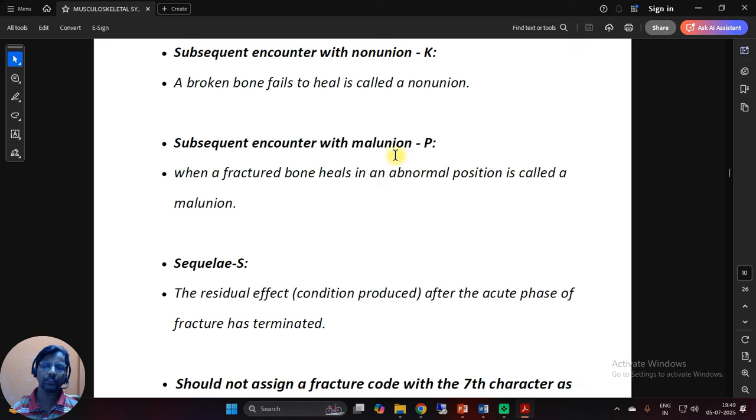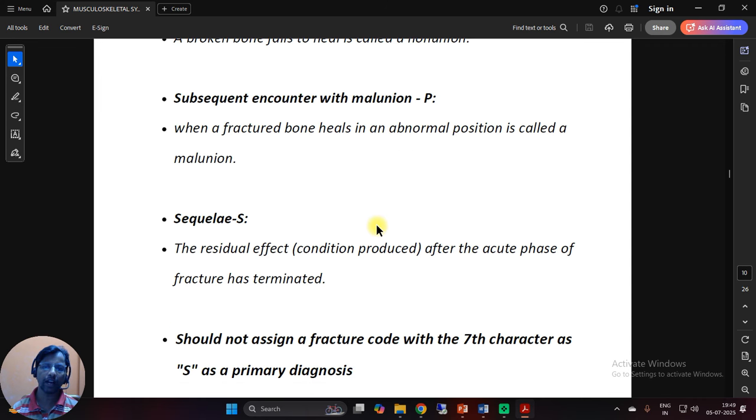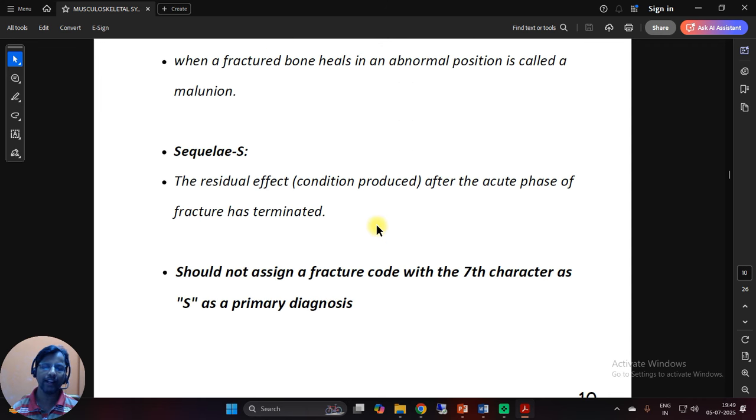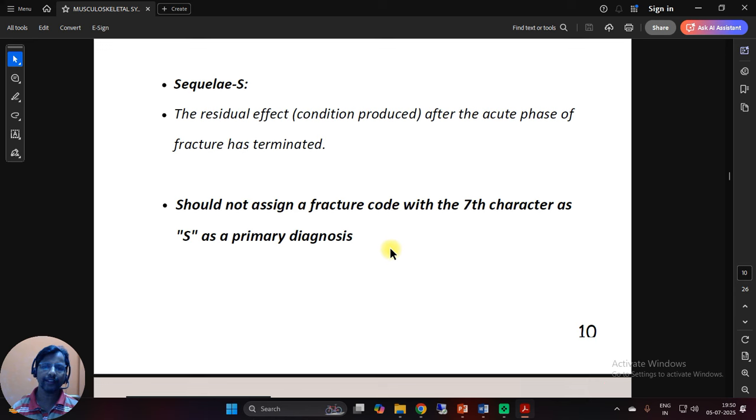Next one is subsequent encounter with malunion, P. When a fractured bone heals in an abnormal position, it is called a malunion. Here union occurs, or the bone heals, but in an abnormal position. You will call it malunion. Next one is the sequela: the residual effect after the acute phase of the fracture has terminated. At that time we will use sequela, seventh character S. You should not assign a fracture code with the seventh character S as a primary diagnosis. Okay. So here they are telling that you can't use a sequela code as a PDX.